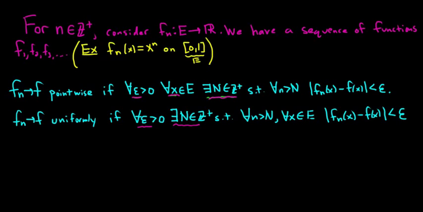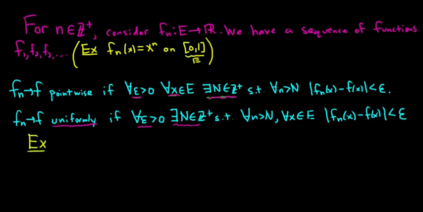So intuitively, the word uniform is used because the sequence f sub n converges to f uniformly, in other words, at the same rate, because the N only depends on epsilon, irrespective of x. So no matter what x is, it converges at the same speed. That's why we use the word uniformly. The rate is uniform.